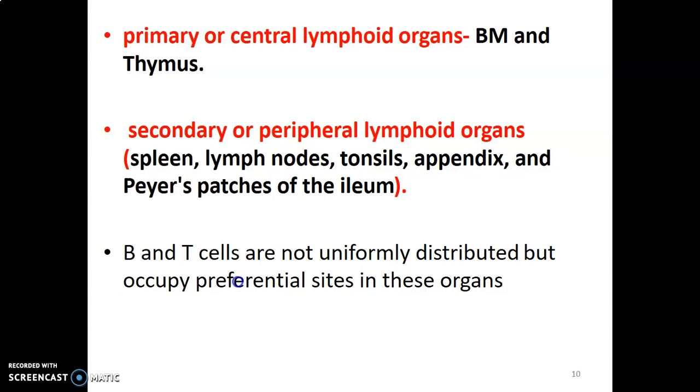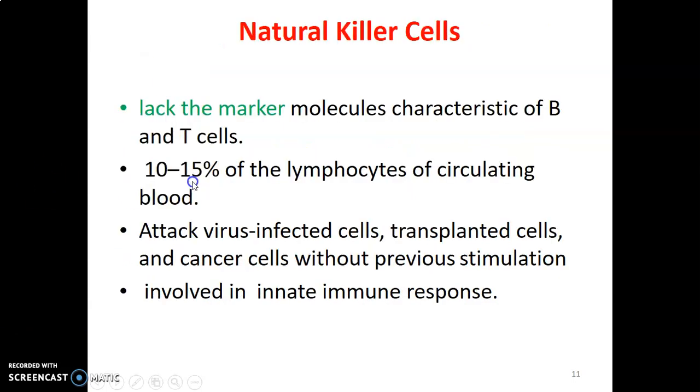Then we go to the secondary or peripheral lymphoid organs. This is now where other immune cells and lymphoid tissue is found. So we have spleen, lymph nodes, the tonsils, appendix, and Peyer's patches of the ileum. So B and T cells usually are not uniformly distributed. They actually occupy preferential sites in these peripheral lymphoid organs.